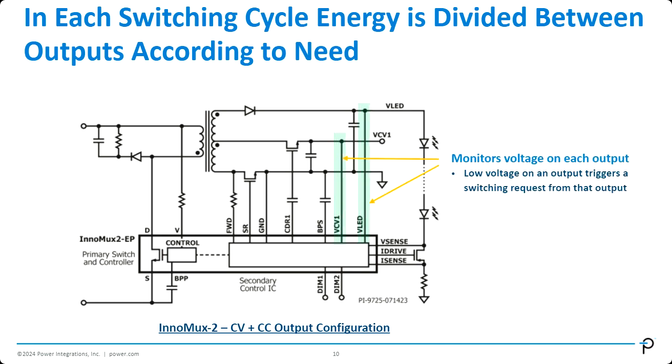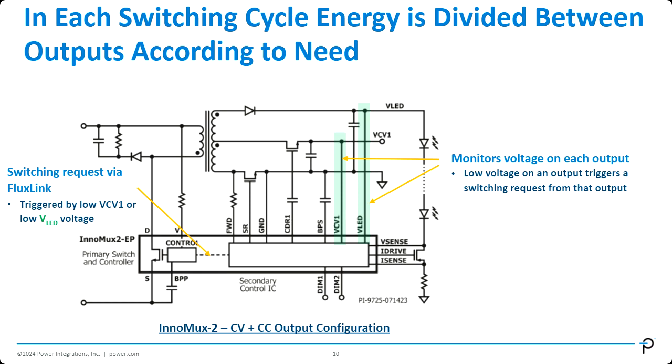Because we have two outputs and we want to be able to sense them and regulate them independently, that means we need separate individual feedbacks for the different outputs. So over here, I have a feedback for the VCV1 constant voltage output, and I have another feedback for the constant current output here. So these are not weighted feedback. These are literally two feedback pins for the circuit.